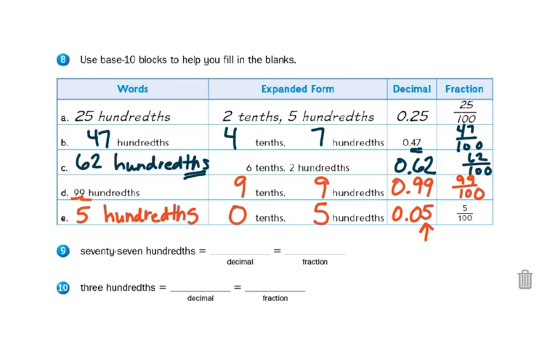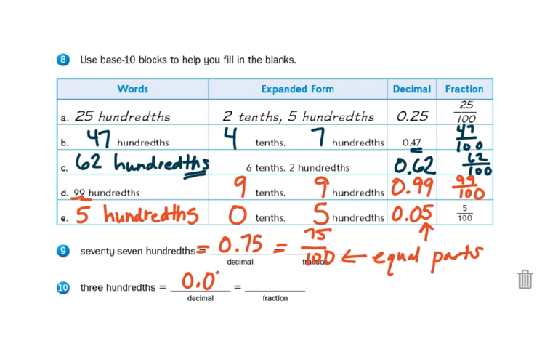And the last 2 problems, we're writing it as a decimal and a fraction. Notice they are all equal. 75 hundredths. And as a fraction, it's 75 over 100. Our denominator tells us how many equal parts. And number 10, 3 hundredths as a decimal looks like this. And as a fraction, it's 3 over 100.